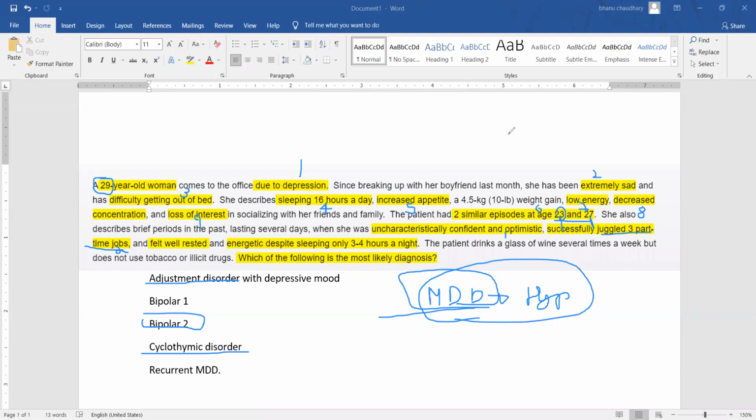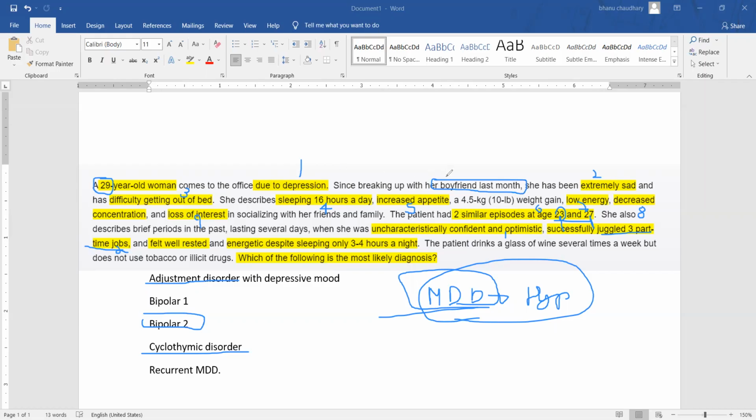So now, why not adjustment disorder with depressed mood? As you can see, the symptoms started in the last month only, soon after she got a breakup with the boyfriend. But there is a history of 2 similar episodes, hypomania, before. In adjustment disorder, there is a stressor present, and after the stressor, the patient can get anxiety, depression, anything. But only after that stressor, the patient should not have any history of similar episodes before.